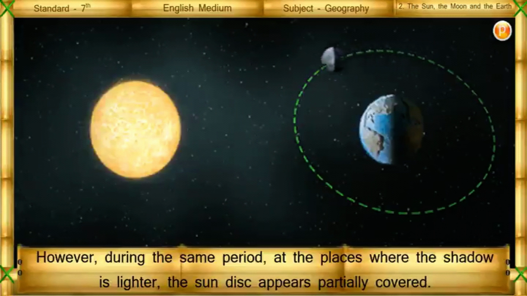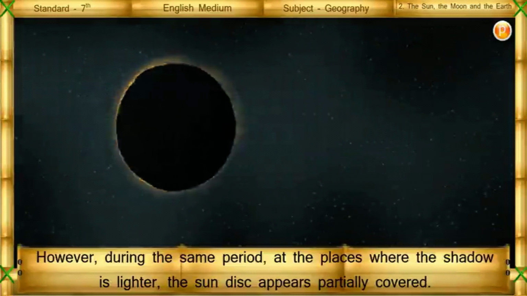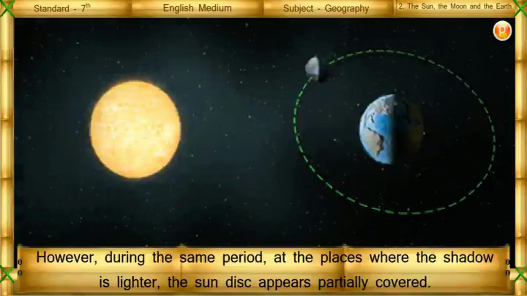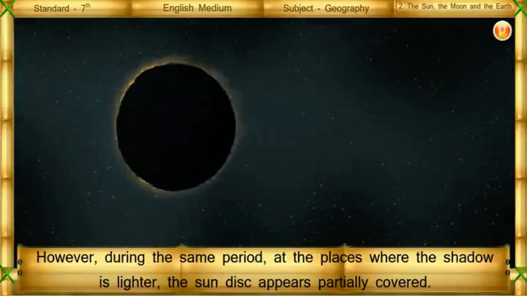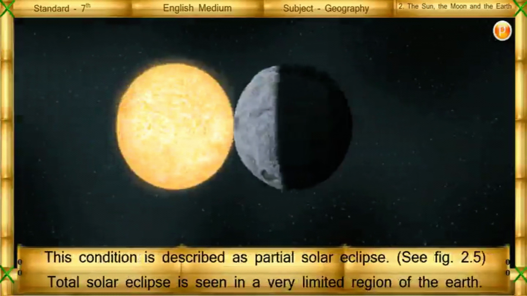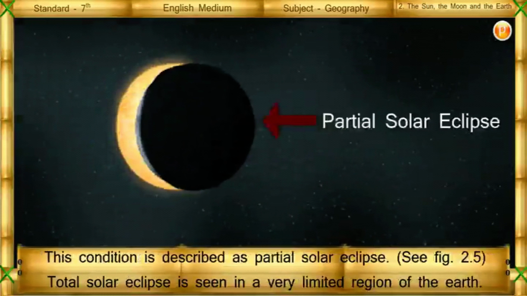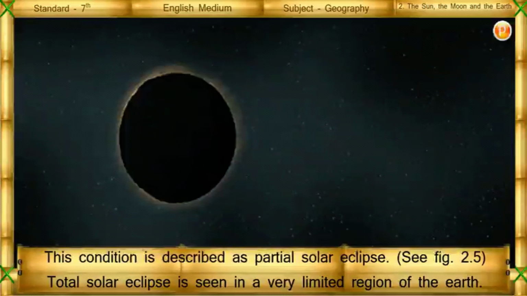However, during the same period, at the same places where the shadow is lighter, the sun disk appears partially covered. This condition is described as partial solar eclipse. See figure 2.5. Total solar eclipse is seen in a very limited region of the earth.